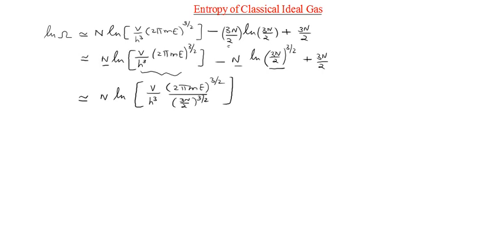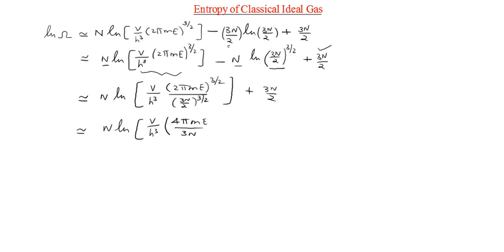Raised to 3 by 2, common. So plus what is remaining, this only term is remaining now, that is 3n by 2. So that is again equal to, I'm just rewriting it as n log, we can make one more reduction. Both are having 3 by 2 as the power, so I can combine it without any trouble. So this 2 in the denominator goes to the numerator, so 2 into 2 becomes 4, so that finally becomes 4 pi m e by 3n.